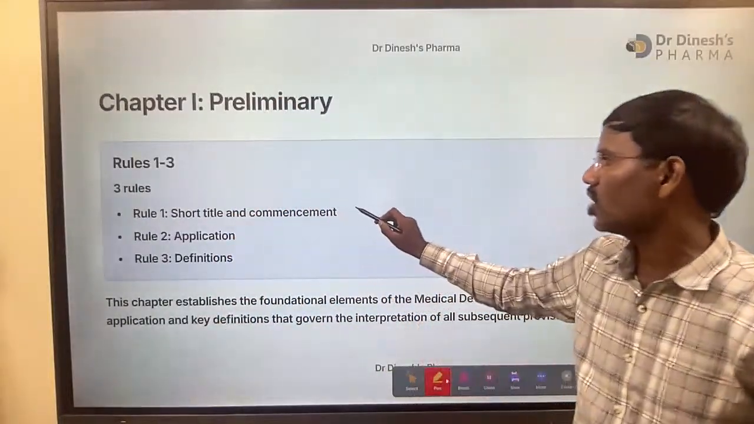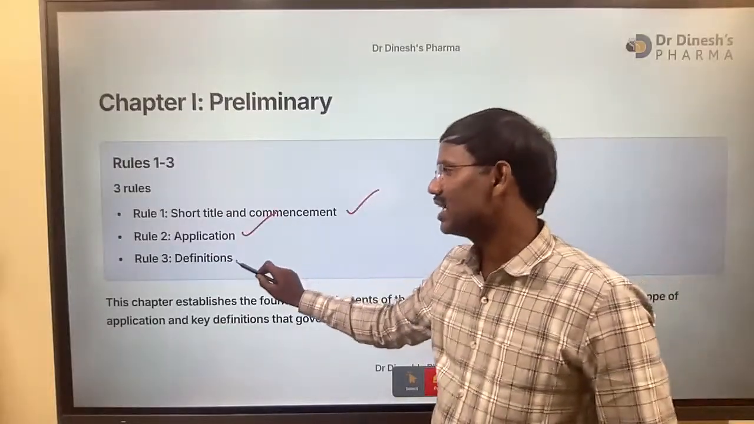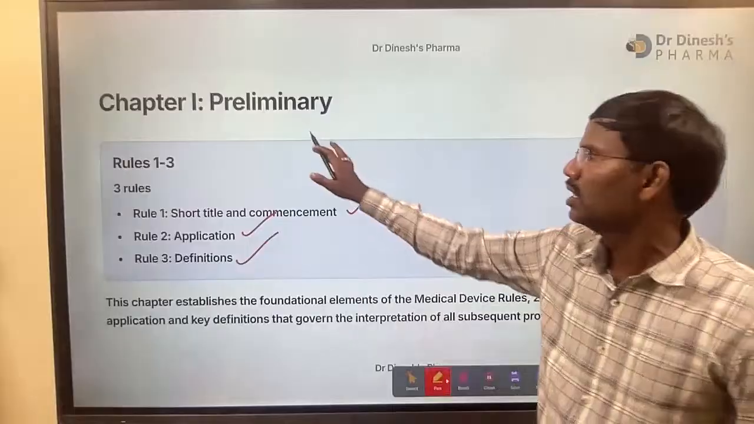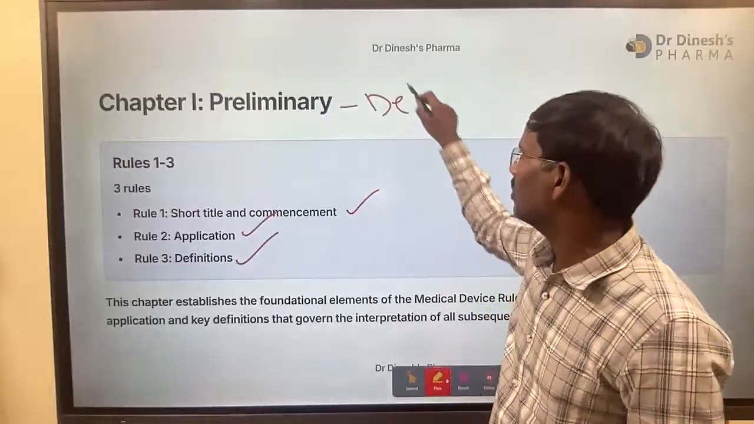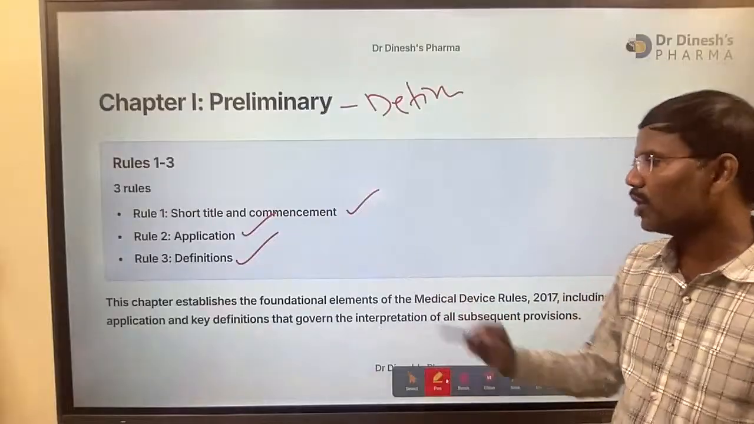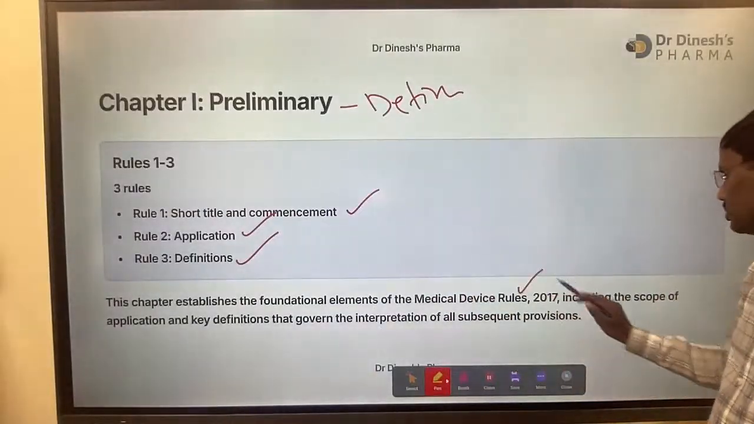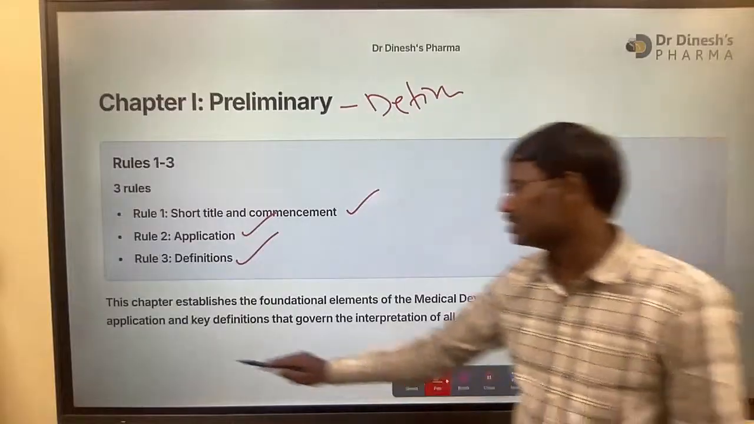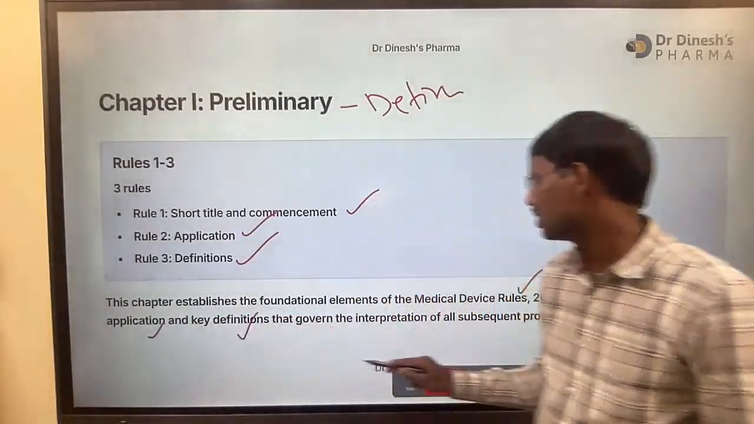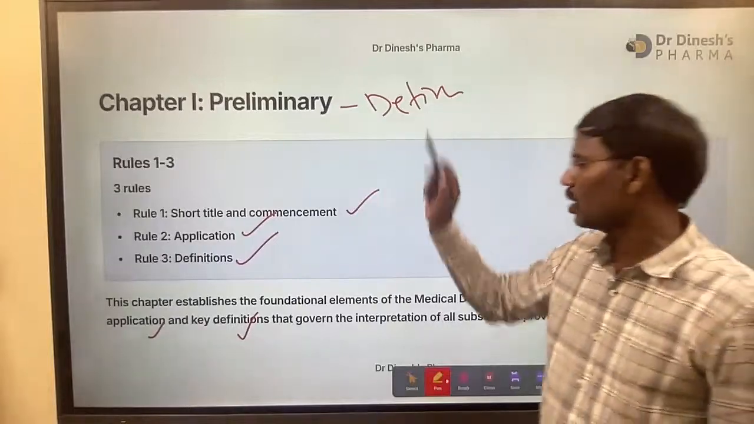Rule 1 is short title and commencement, rule 2 is application, and rule 3 is definition. So first we give this definition: titles, application, and definitions. This chapter establishes the foundational elements of the Medical Device Rules, including the scope of application and the key definitions that govern interpretation of all subsequent provisions. This is chapter 1.